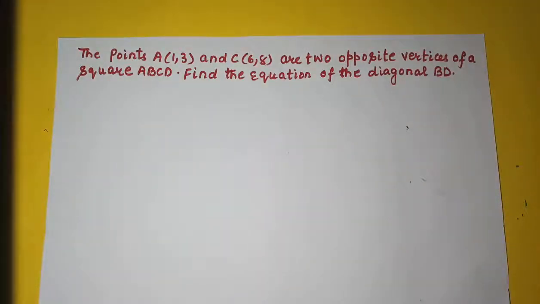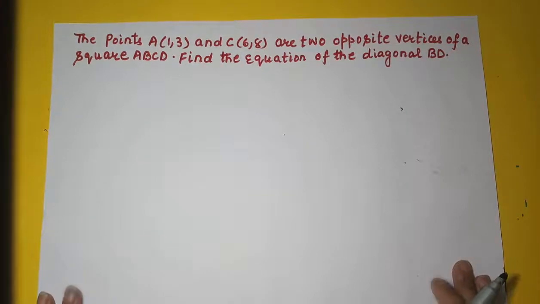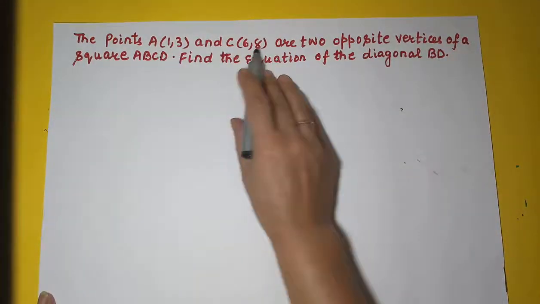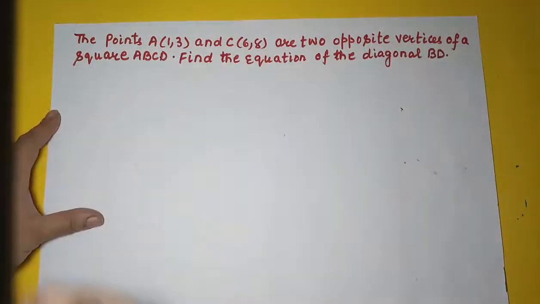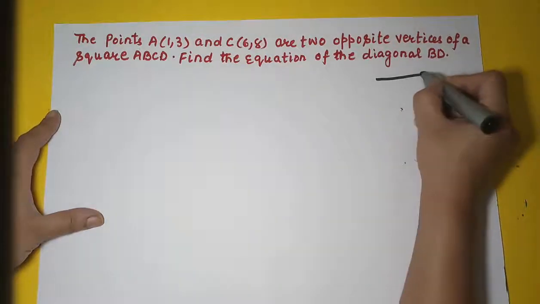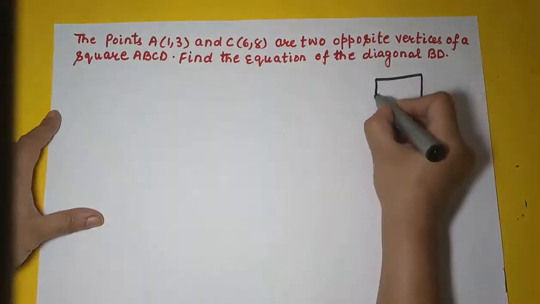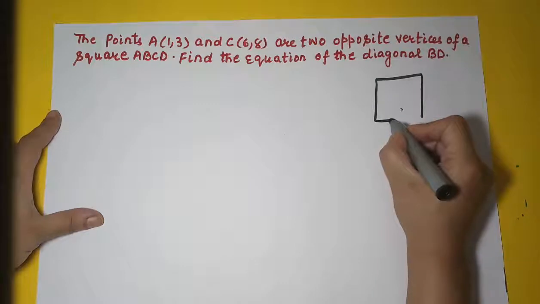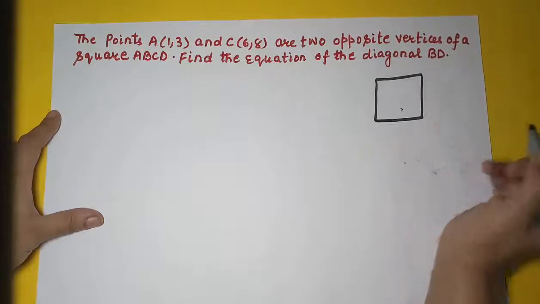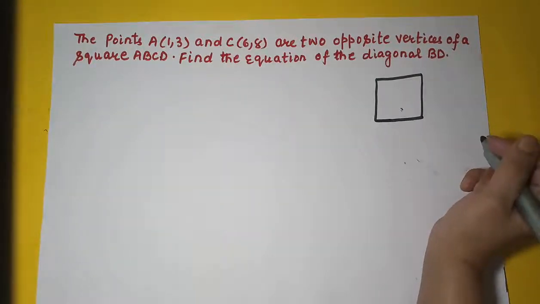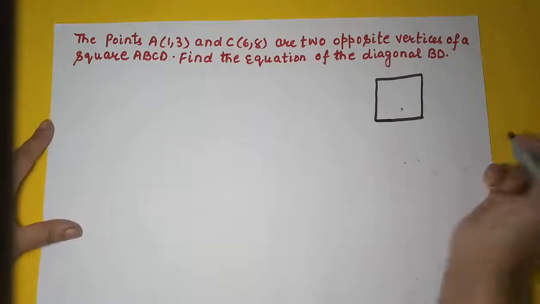Next one is also almost similar. In this question, the points A and C are two opposite vertices of a square. Now this time we have a square. For these questions, you should know the properties of these figures very well. You should be able to remember the properties of these figures.